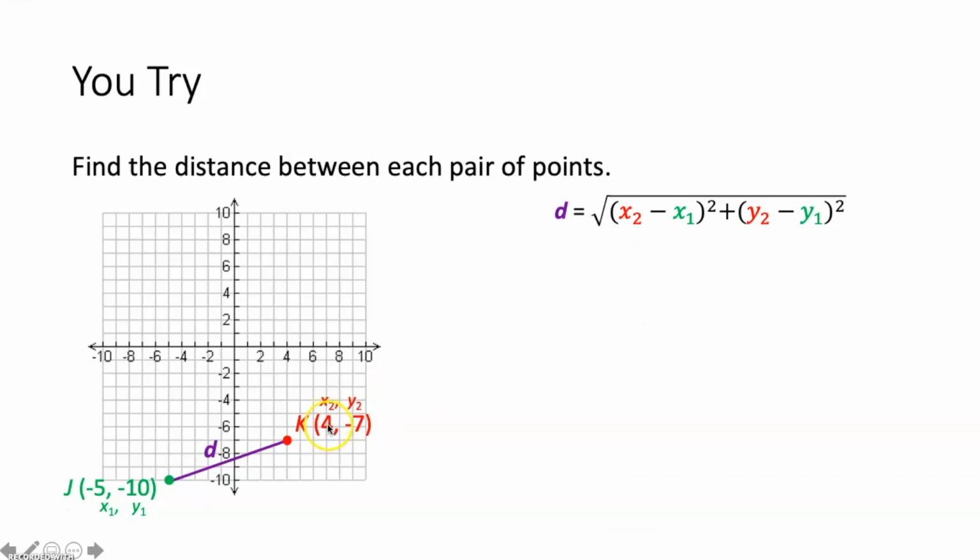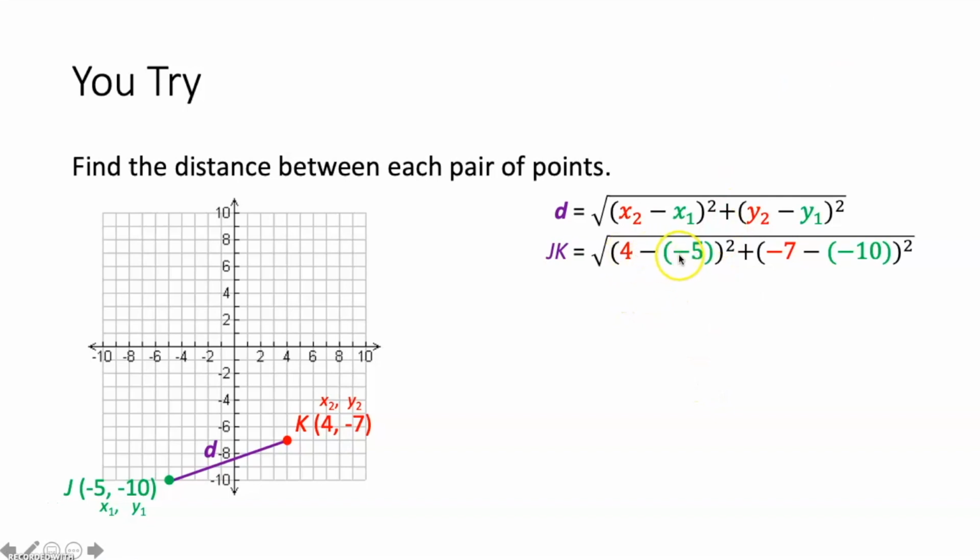So what is x sub 2? That's 4, so that goes in there. X sub 1 is negative 5, that goes in here. Negative 7 is our y sub 2, that goes in here, and negative 10 goes in for our y sub 1 here. I then simplify this according to order of operations. So we go ahead and start with the parentheses.